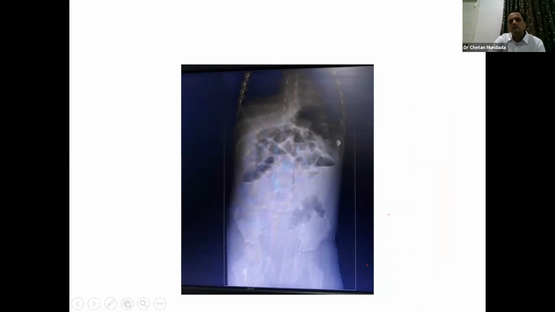And this is a 4-month-old child with bloody stools and has features of intestinal obstruction.